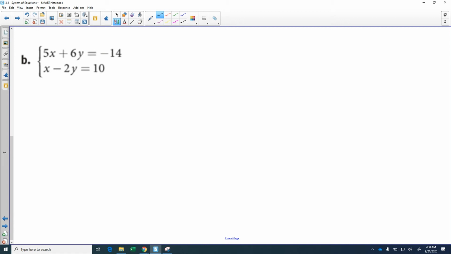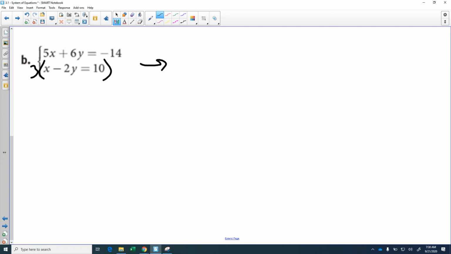Well, what I want to do is focus on the y's here. We have a 6y and a 2y. What I want to say is, how do I make the bottom 2y into a negative 6y so that they are opposites on the top and bottom? Well, I can do this by taking the bottom equation and just multiplying by 3.